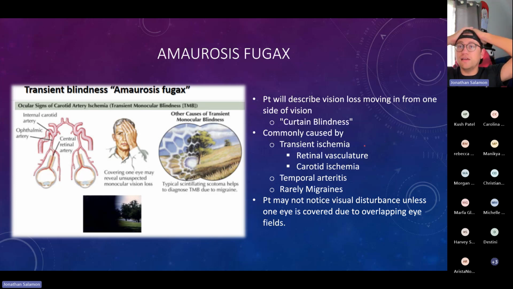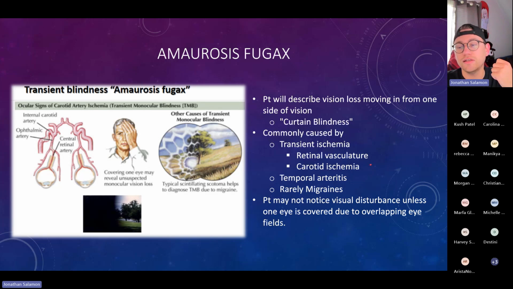So maybe they're throwing emboli, right? Maybe they have AFib and they're throwing emboli, and you want to catch that before it becomes a real problem, like a stroke. Or they have carotid ischemia, right? Maybe their carotids are becoming clogged, carotid sclerosis, stenosis, which is causing transient drops in blood supply to the eye, which is causing the retina to essentially die. But because it quite often resolves, it's usually transient. It's transient blindness. It can also be caused by temporal arteritis.